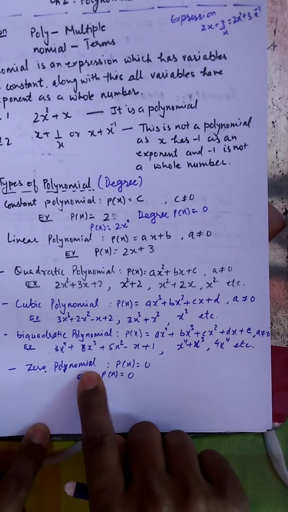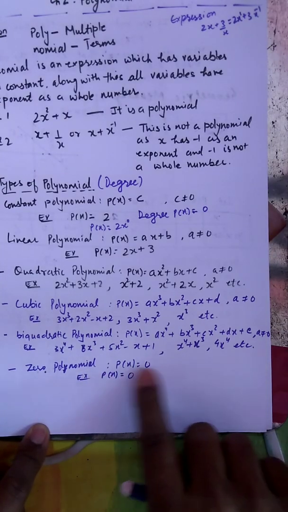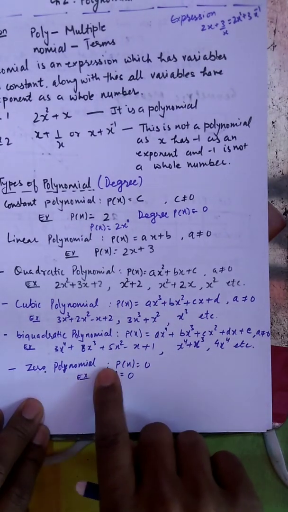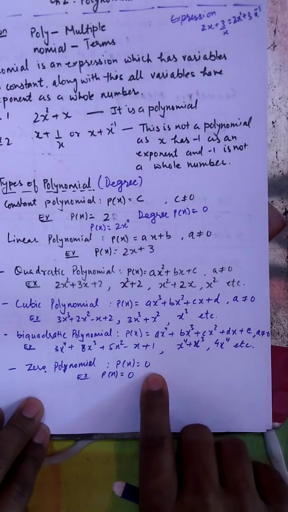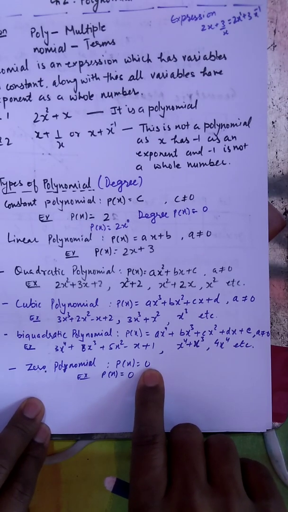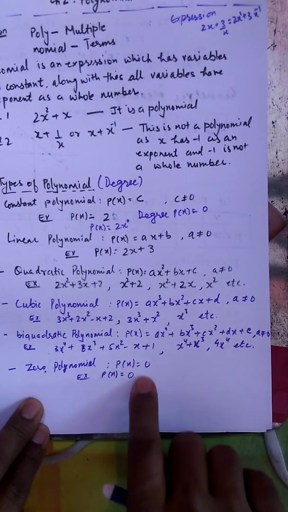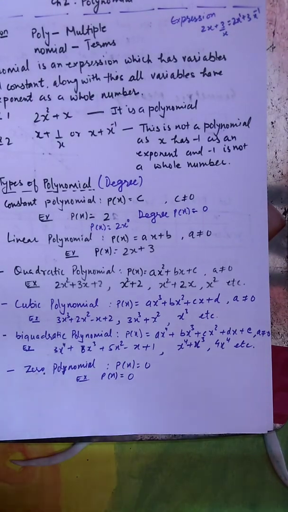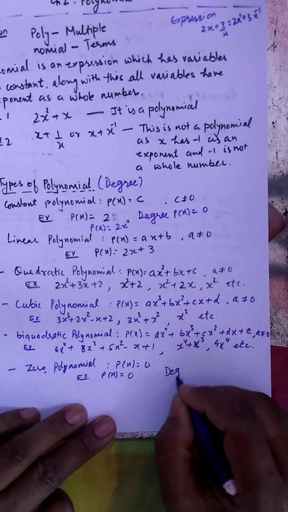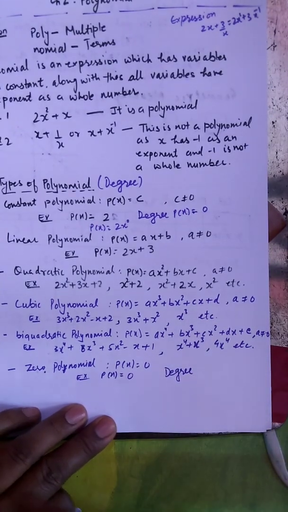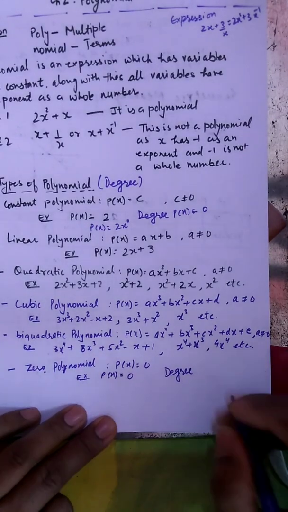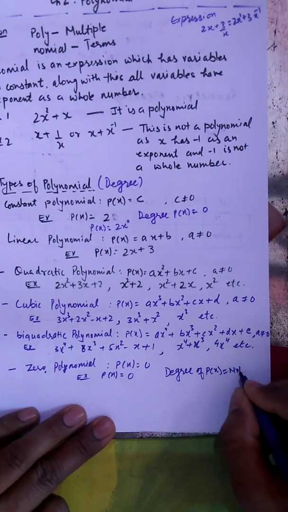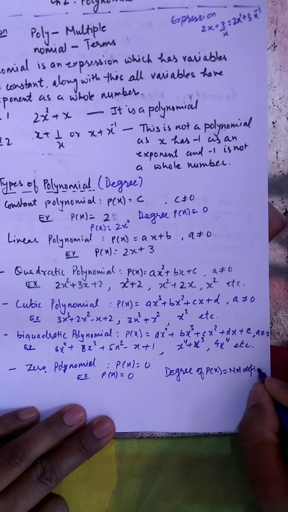Then the zero polynomial. I was thinking not to discuss this, but it is okay to discuss it now because you must have done this already. Zero polynomial means p(x) is equal to 0. It is a 0, it is not a constant. So this is called the zero polynomial. And I would like to ask you all, what is the degree of this zero polynomial? This is a very important question of 1 mark. So the degree of p(x) in this case is not defined.